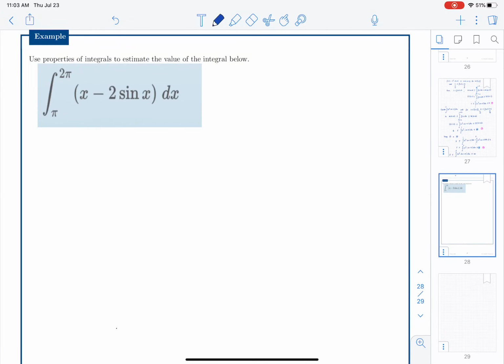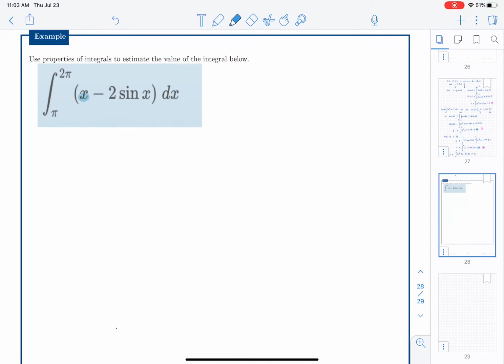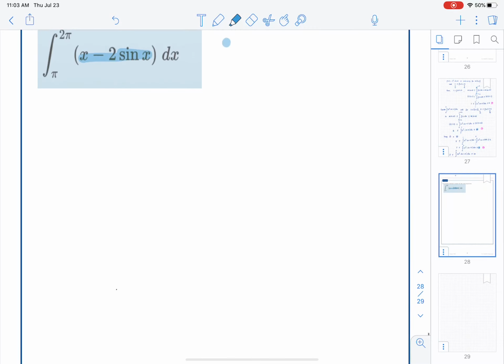So this is a bit more involved problem, where we have to estimate the value of the integral for the function f of x, which is x minus 2 sine x, and it's defined on the interval pi to 2 pi. Now first off, we've got to determine if this function has any absolute minimums or maximums on the given interval. So f of x is x minus 2 sine x.